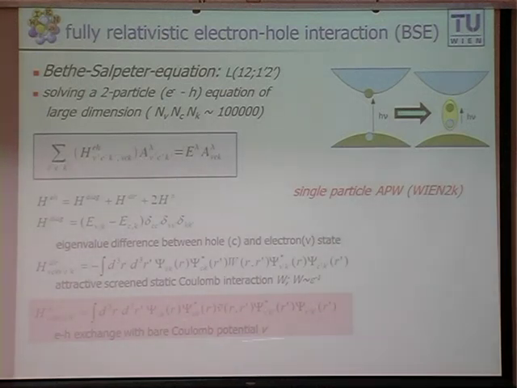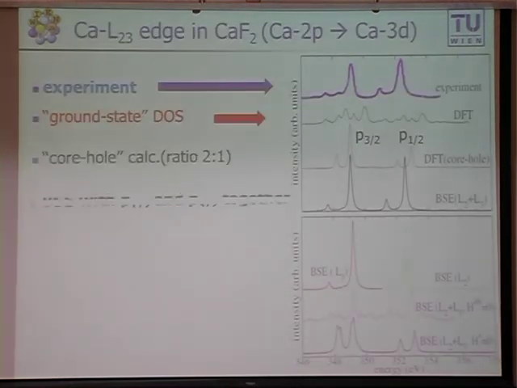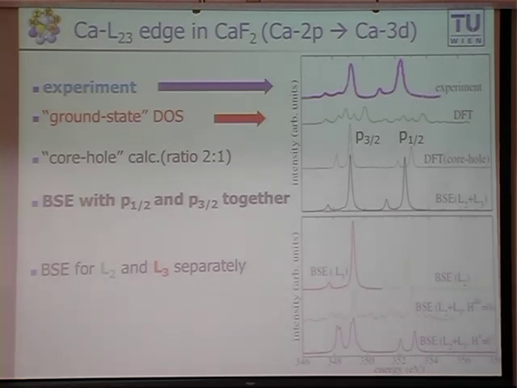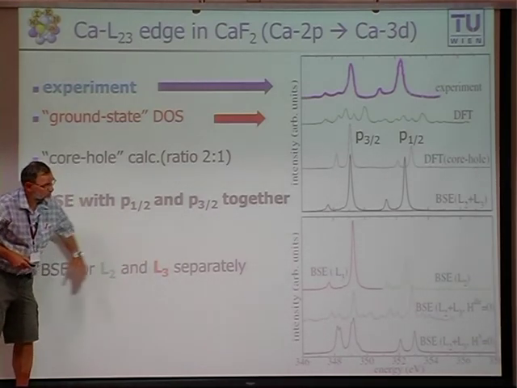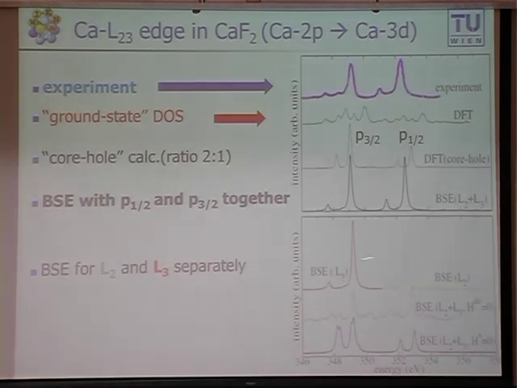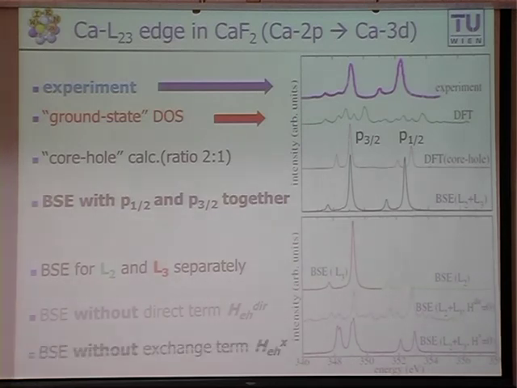And this exchange contribution is, of course, missing in principle with the core hole calculation. And you can even simulate this. If I do a BSE independent of L2 and L3, I get this ratio of 2 to 1, similar as here, and not in agreement with experiment. And I can, even further, remove the Coulomb term, then I get this delocalization, the same as the ground state. And if I remove the exchange term, I still have my localization, but I have this 2 to 1 intensity again, which is not agreeing. So I need the full thing to get it.